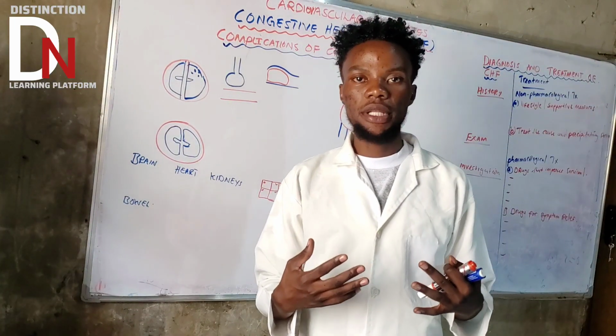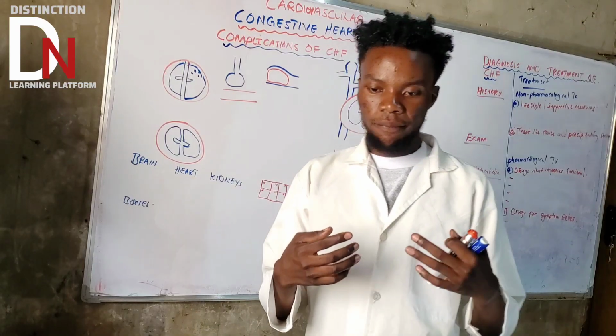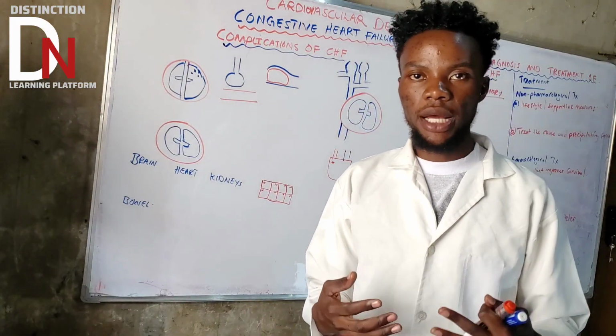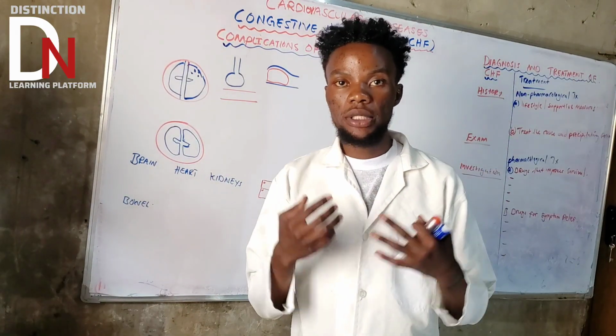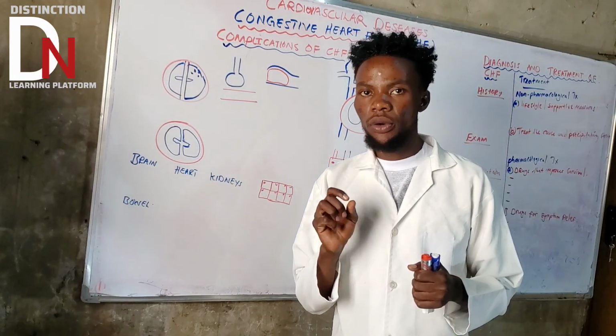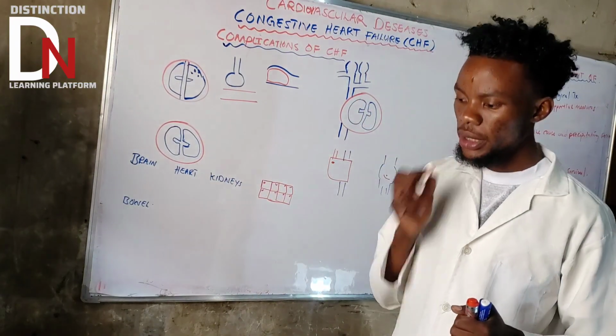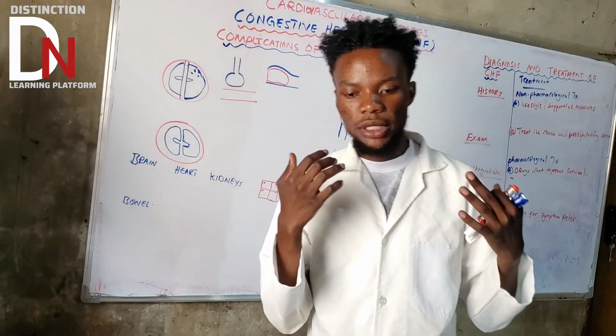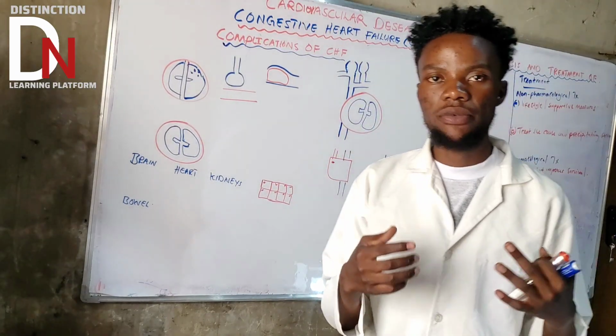Congestive heart failure basically is the heart failing to pump enough blood to meet the body's demand. So the heart is just failing to pump enough blood, or enough cardiac output, to meet the body's demand. That is what we call congestive heart failure.